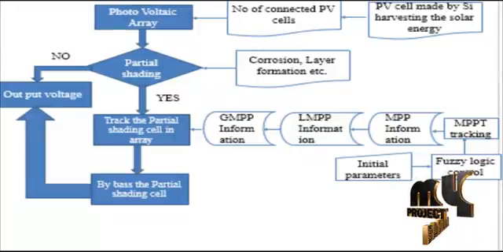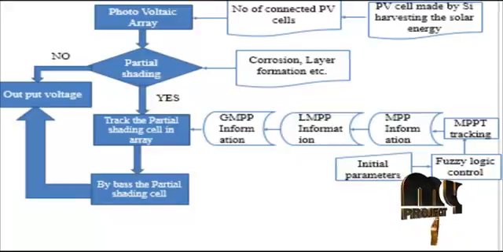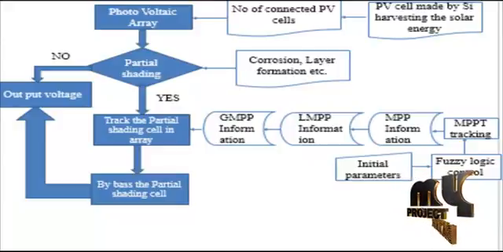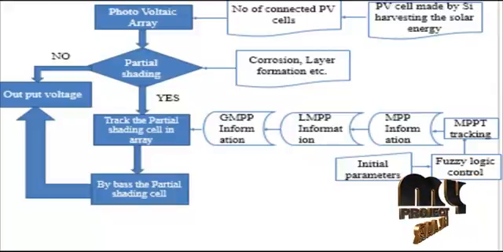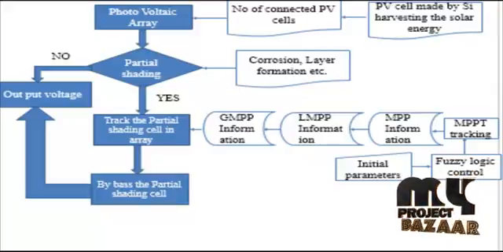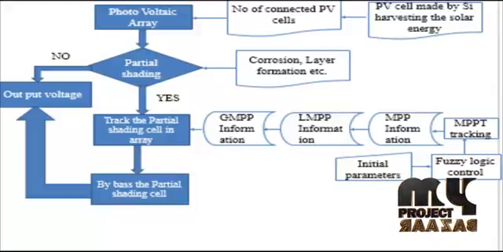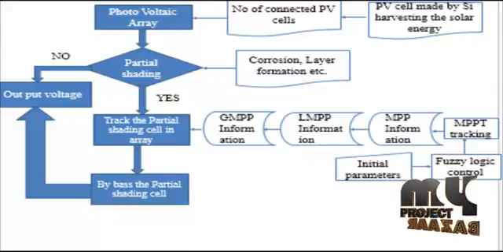So initially we are giving the PV cell made of Si, harvesting the solar energy. We give the input for the solar panel and the number of connected PV cells. The PV array has 4 PV modules connected in series under uniform insolation conditions. The typical I-V and P-V curves for the PV array under uniform solar irradiation are shown for the PV modules.